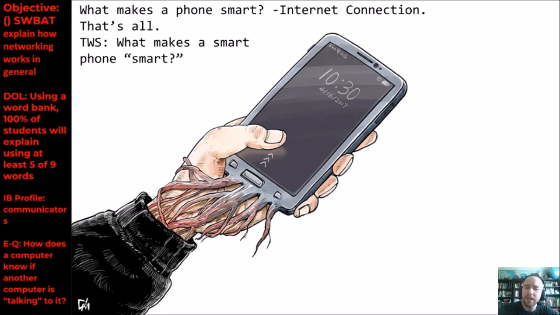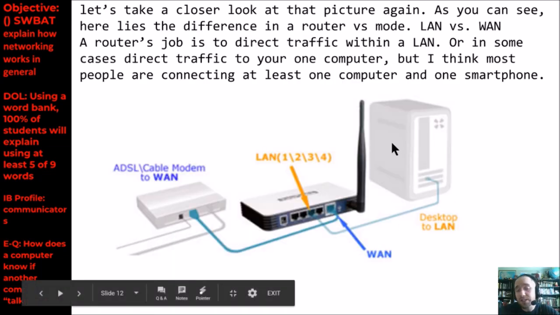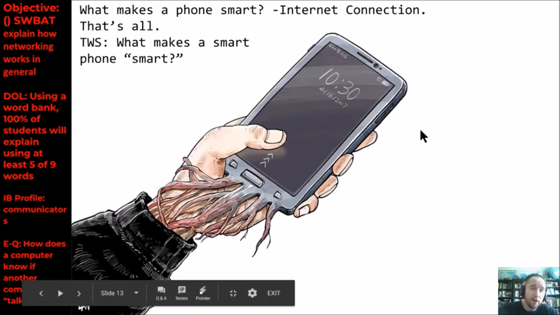So what does that mean? My phone is experiencing some of the switching capabilities I talked about earlier. When the internet sends data, the router has to figure out if it's going to send that data to the computer or if it's going to send the data directly to my phone.